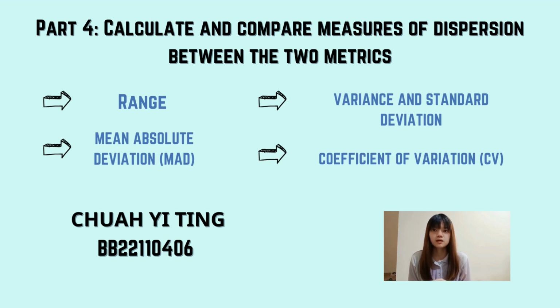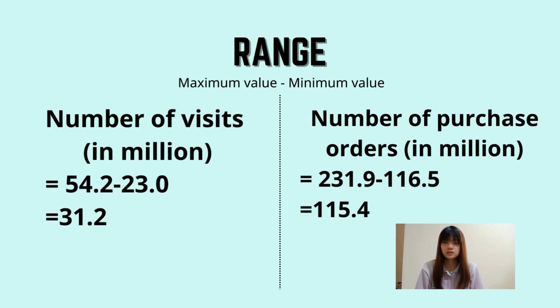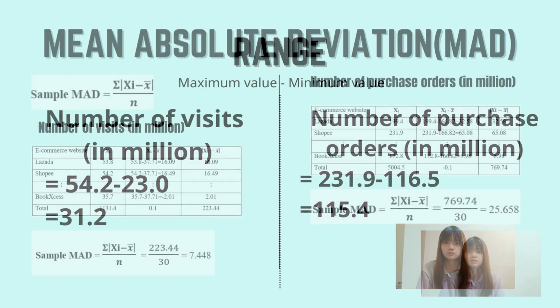So next, I'm going to present part 4, which is to calculate and compare measures of the difference between the two metrics. First, range is the maximum value minus the minimum value. For the number of visits it is 31.2. For the number of purchase orders it is 115.4. So we can conclude that the number of purchase orders has a higher range than the number of visits.